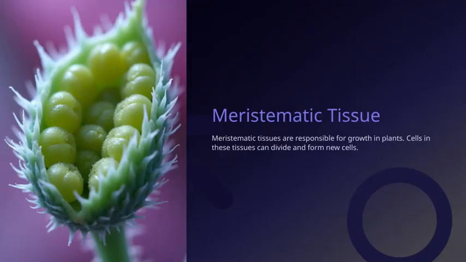Let's talk about meristematic tissue. These tissues are really the engines of growth in plants. They contain cells that have the amazing ability to divide and create new cells, which is essential for the plant's development. Think of them as the growth zones, found at the tips of roots and shoots, where new plant tissue is constantly being formed. This continuous cell division allows the plant to grow taller, expand in width, and even develop new organs. So, understanding meristematic tissues helps us grasp how plants grow and adapt over time, which ties directly into the bigger picture of plant development and survival.